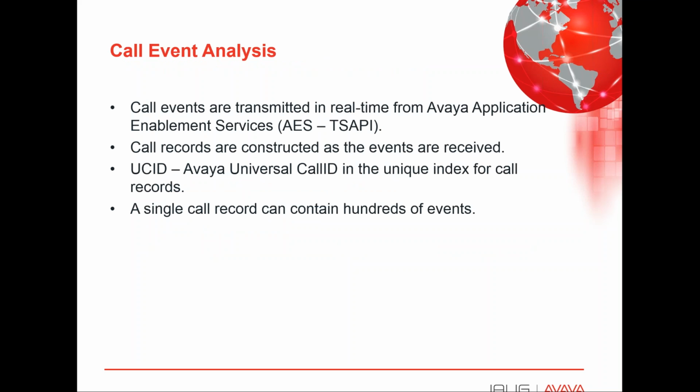So as far as our call events are concerned and how Task processes them, we actually receive them in real time as the events occur through AES. For example, if there's a call answered, we get that event in less than a second, and then we use it to build call records on the fly. All the indexing is through the universal call ID that's assigned by Avaya, and finally, some calls can actually contain hundreds of events, especially some of the more complex calls in the call center.